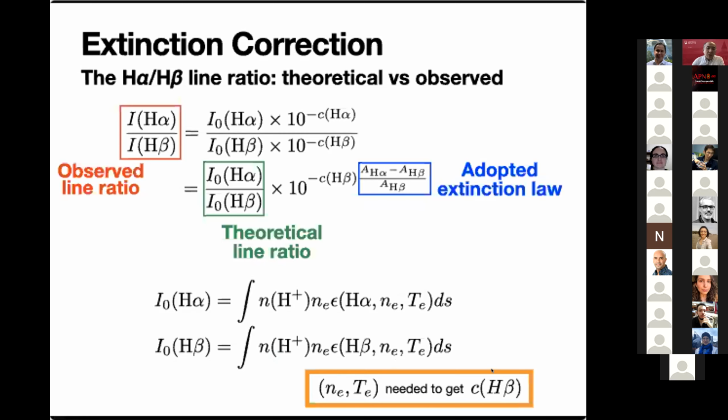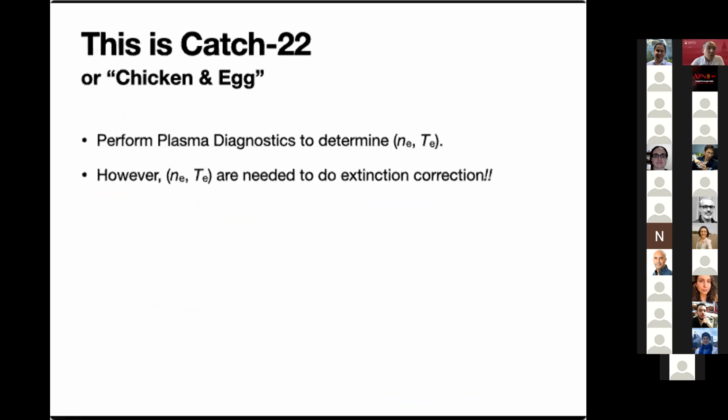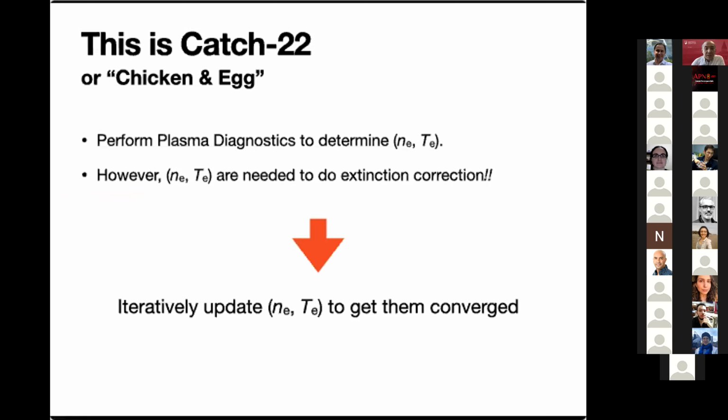But what are we doing? What we are doing was trying to get the electron density and electron temperature from our data. So this is a classic catch-22 situation. The answers that we want are electron density and electron temperature, but we need these quantities to get the extinction, then do the extinction correction. So we need the answer to get the answer. So that's a classic catch-22, or chicken and egg.